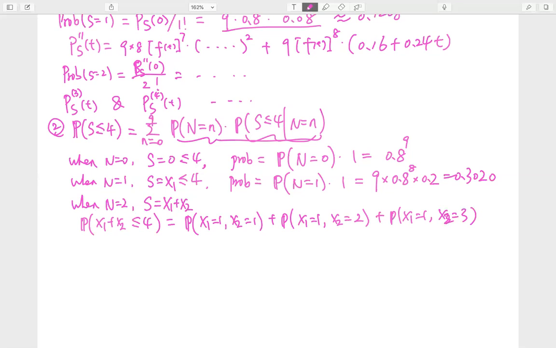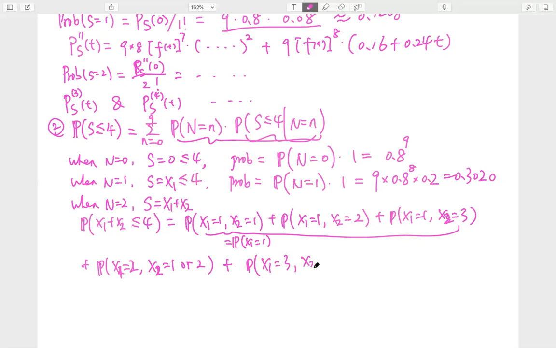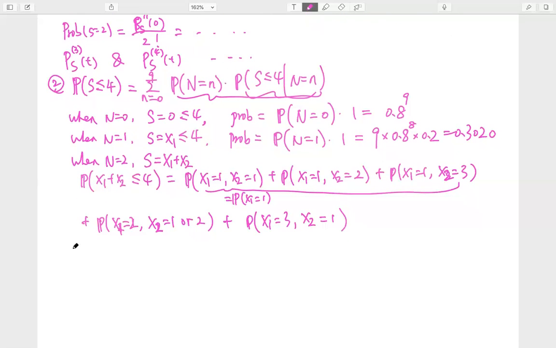So which means when x1 is 1, x2 can be anything, right? So this means it's x1 equals 1. Okay, then we need to analyze when x1 equals 2, right? Your x2 should be either 1 or 2. Okay, and finally, when my x1 is 3, x2 must be 1 in order to be less than or equal to 4.